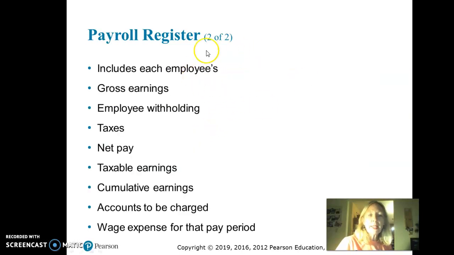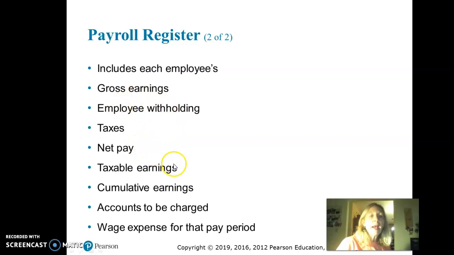So this is what is contained in the payroll register, all the things you just got done calculating. It has each employee's gross earnings, so that's just their hourly pay or their salary. Their withholding, remember, that's federal income tax using a tax table. And then all the other taxes are their deductions, which could be OASDI, Medicare, medical insurance, things like that. Subtract all those from their gross pay and you get their net pay.